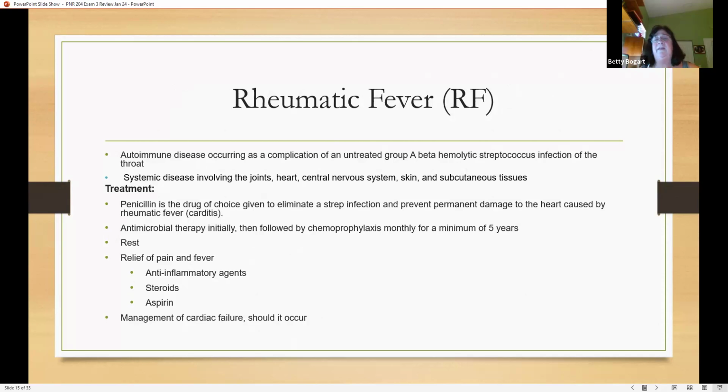Rheumatic fever, as I said, is due to strep. We're going to give penicillin and we're going to do prophylaxis for 5 years. And it does help. And if the heart's already damaged, it's damaged. We can't do anything. But if we catch it quick enough, we can turn everything around. We're going to use the NSAIDs, anti-inflammatories, steroids, and the aspirin is used to prevent clotting in this case.